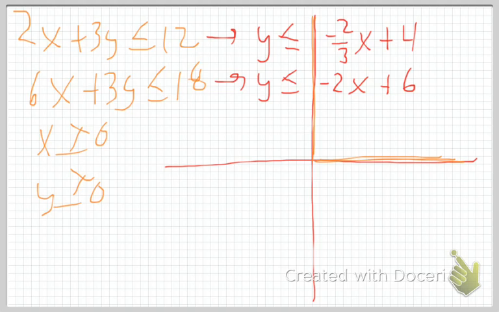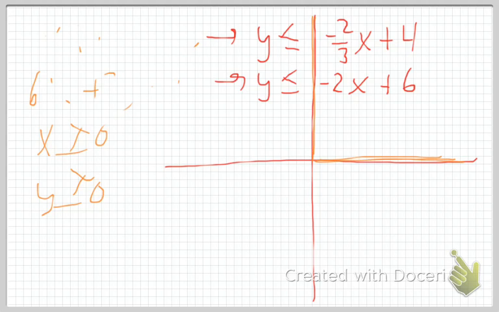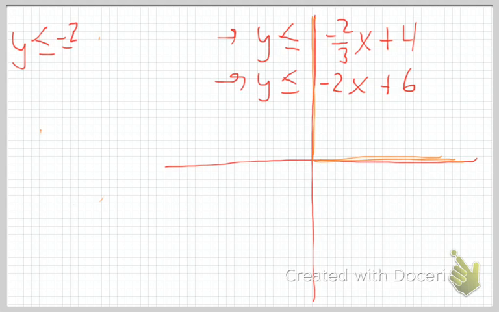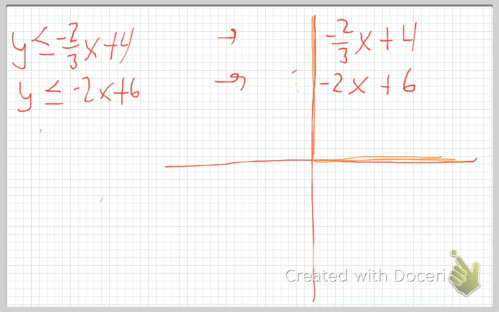So let me go ahead and erase some of this stuff so we can get this out of the way. Now what I want to do is, let me move this over here. I should have done this to begin with. So Y is less than or equal to negative 2/3 X plus 4. And then Y is less than or equal to negative 2X plus 6. And again, let me get rid of these. I should have never put these over here. That's where we want to do our graph.